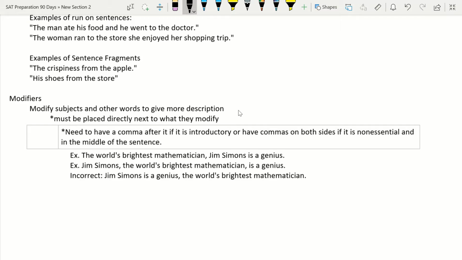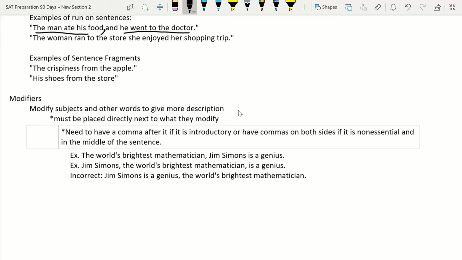So we have, the man ate his food and he went to the doctor. So what's the problem with this? Well, the problem is we don't have a comma after food because we have an independent clause, the man ate his food, and an independent clause, he went to the doctor. So if we're going to fix this run-on sentence, we would have to put a comma after ate his food, or we could get rid of and put a semicolon there. So either of those options would be correct.